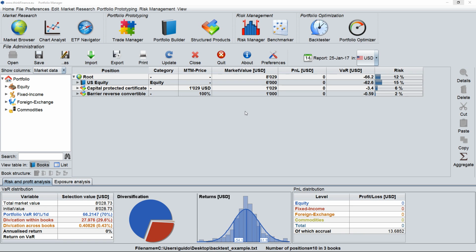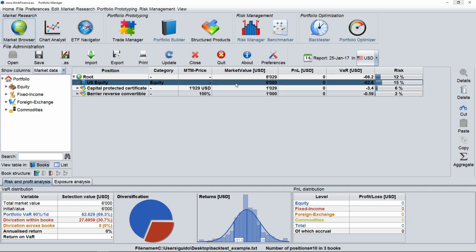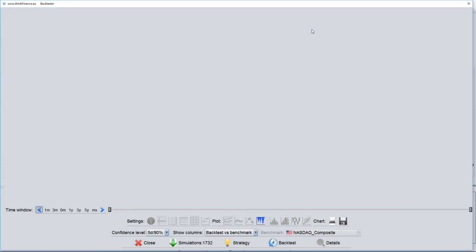Hello everyone. I would like to give you a brief introduction to the thinkFinance Backtester, which you can open by clicking on this button here in the main window. So let's do an example. Let's assume I want to backtest one of the books in my portfolio, for example this book here, my US equity book. So I'm highlighting this book in the main window and I'm opening the backtester.